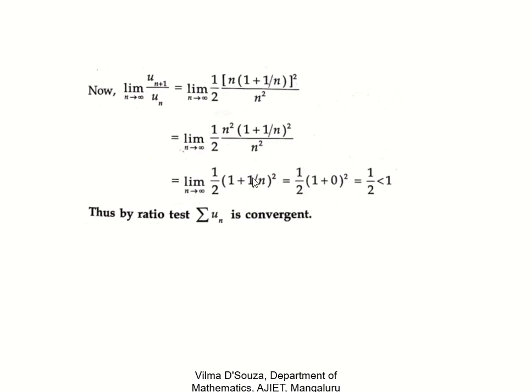As n tending to infinity, what is 1 by n? 1 by n is 1 by infinity, becomes 0. So half into 1, that is half, which is less than 1. So what is your conclusion? By ratio test, the series is convergent.